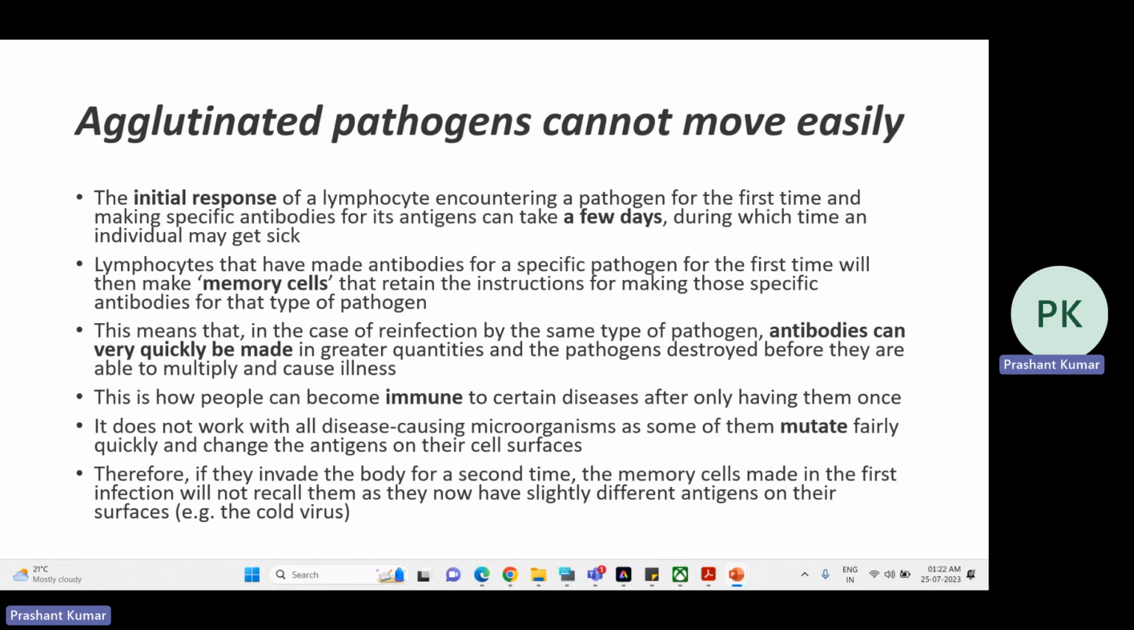It does not work with all disease-causing microorganisms, as some of them mutate fairly quickly to change the antigen on their cell surface. So sometimes the body isn't able to recognize it, right? Therefore, they invade the body for a second time. The memory cells made in the first infection will not recall them, as now they have a slightly different antigen on the surface, like the cold virus, right? This is the common example.